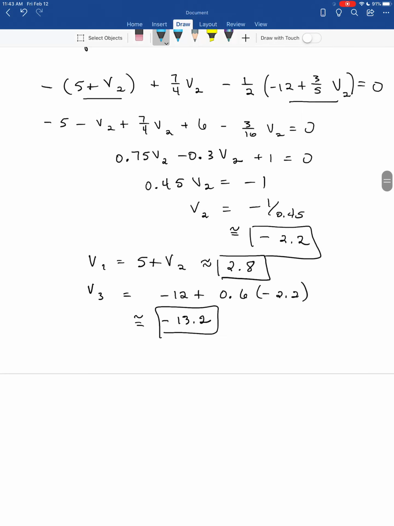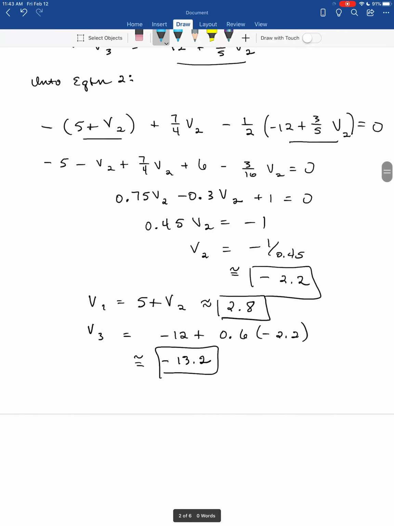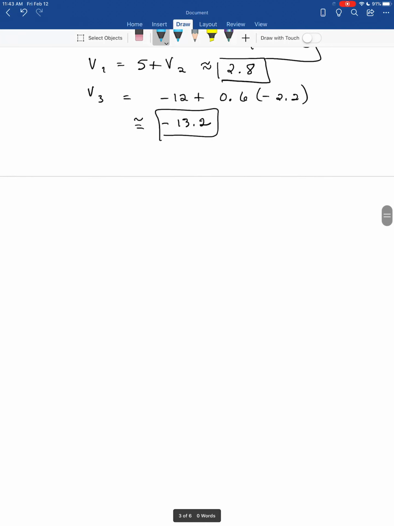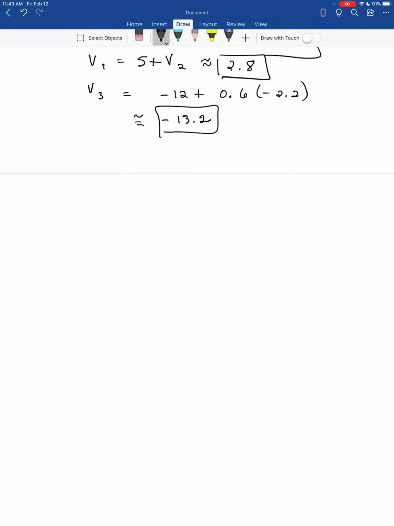I want to talk briefly about how one might use Cramer's rule, but I think I won't do it in this lecture right now. I just really want you to focus on understanding what we're doing with the node equations. So now let's do another one.